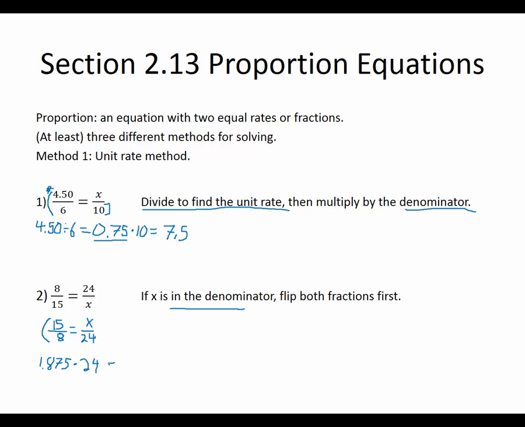And when I multiply that horrible decimal by 24, I get a nice clean answer, 45. Most of the questions in the Hawks assignment, in fact I believe all the questions in the Hawks assignment for section 2.13, do come out to whole numbers.